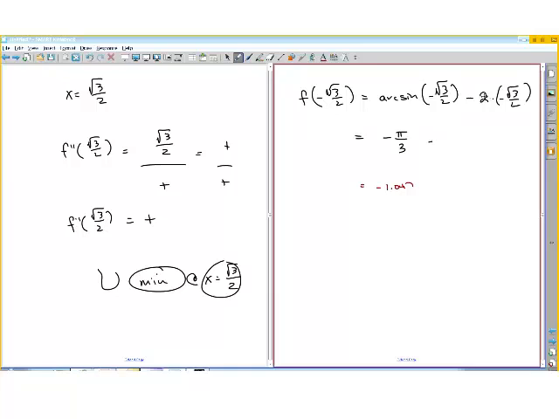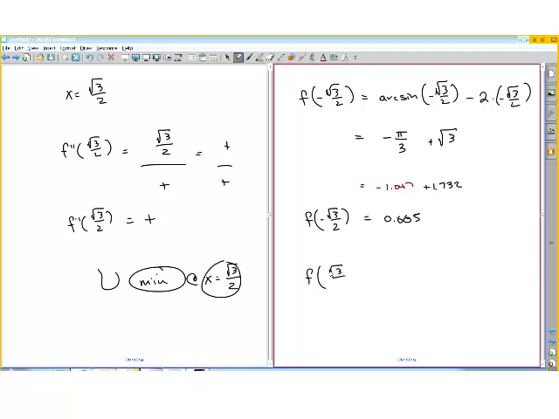Okay, and the second part, you can see the 2's cancel out. So you just get plus the square root of 3, and the square root of 3 is 1.732. So this would be 1.732 minus 1.047, which is 0.685. So that's the function at one of the critical numbers.